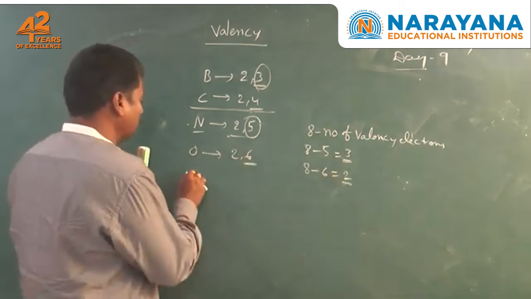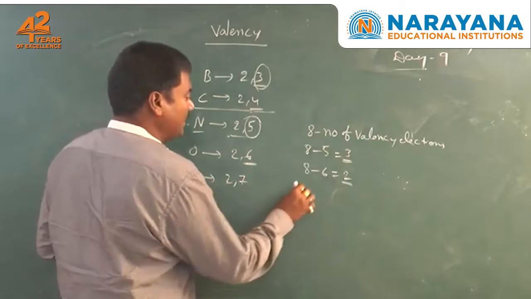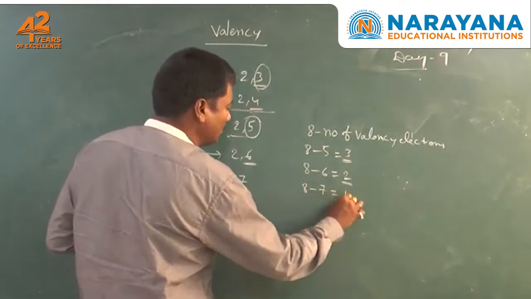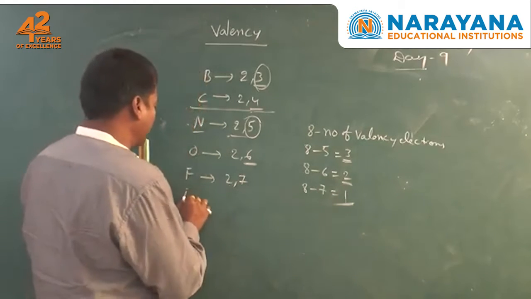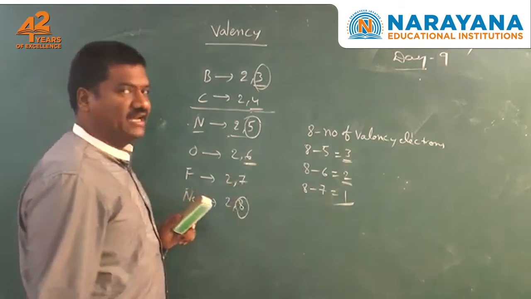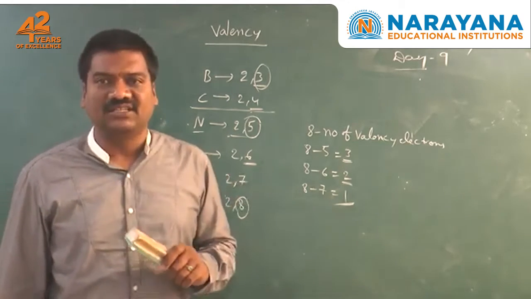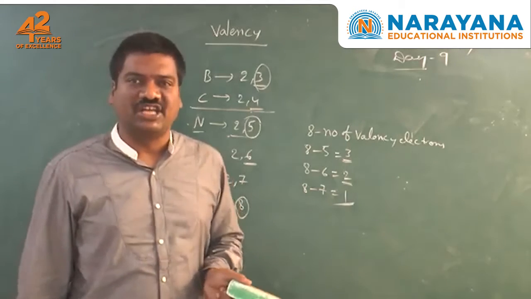Now if you come to the fluorine atom, it is 2, 7, so 8 minus 7 is equal to 1. The valency of the fluorine atom we can take as 1. Then neon, it is 2, 8, but neon is octet stable, so it is a stable element and we do not assign it a valency.